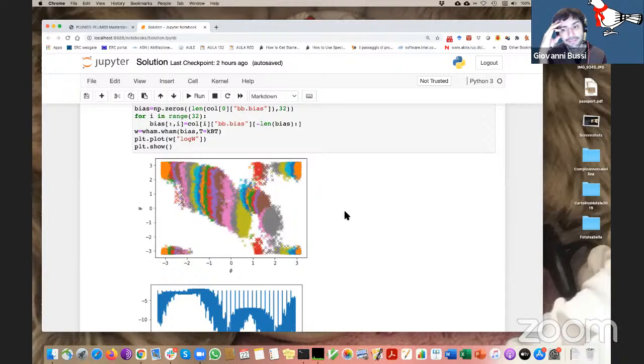Other comments? I don't want to discourage you from using umbrella sampling and using WHAM. WHAM is super useful to combine simulations done with different bias potentials. It's well-founded theoretically, but you need to be careful. And usually repeating simulations with different initial conditions is a very safe check. Good. Other questions, comments?